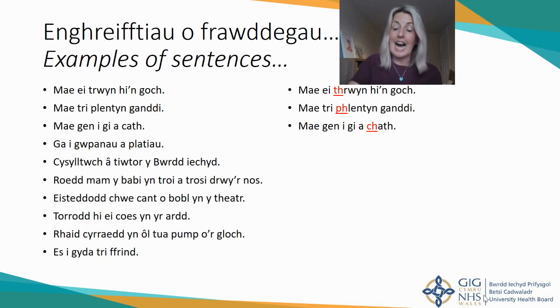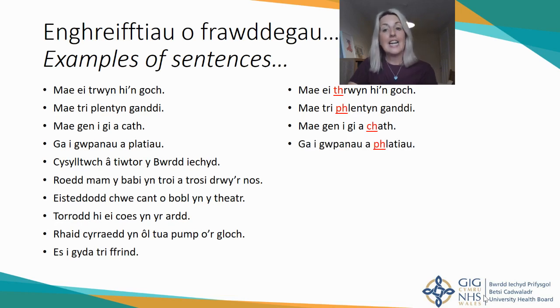Mae gen i gi a cath. Mae gen i gi a chath. So the c is turned to a ch. I have a dog and a cat. Gaf i gwpanau a fflatiau? May I have cups and plates?